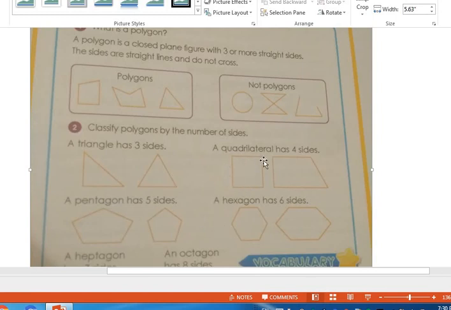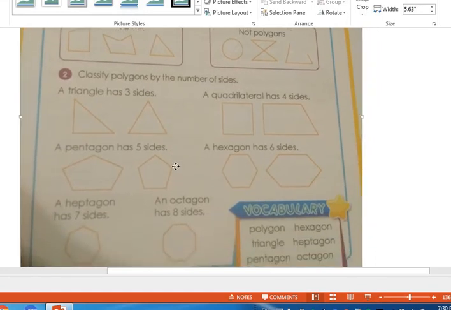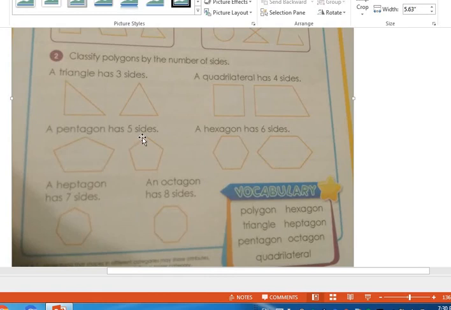A quadrilateral has 4 sides. For the quadrilateral, how many sides? 1, 2, 3, 4. So the quadrilateral has 4 sides. A pentagon has 5 sides. The pentagon has here 5 sides: 1, 2, 3, 4, 5. Okay, so the pentagon, I want to study this well.